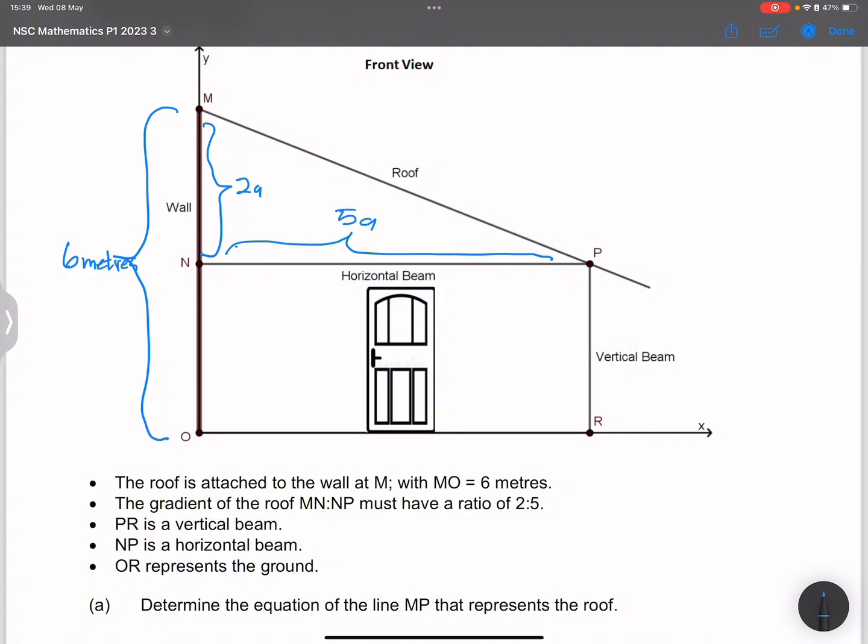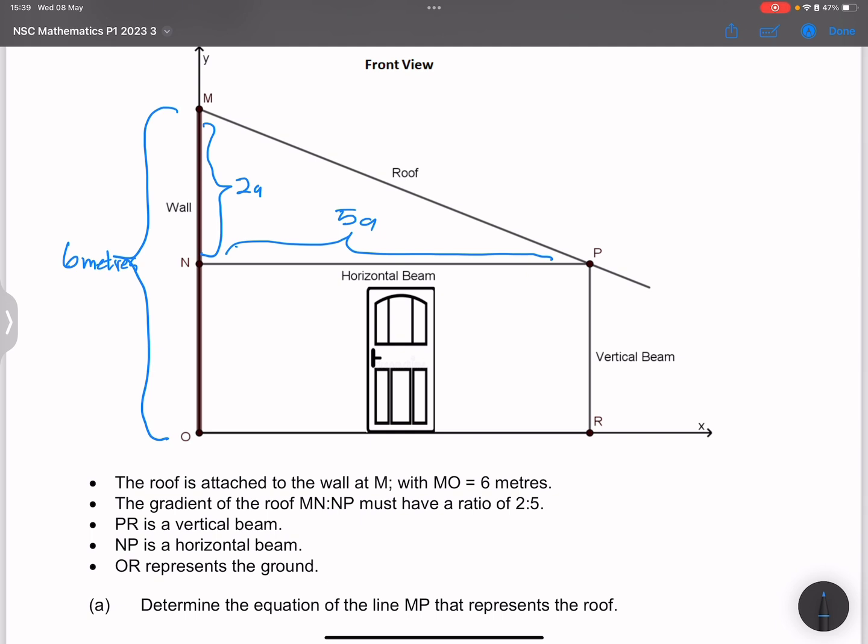And they say PR is a vertical beam, and NP is a horizontal beam, and OR represents the ground. Now they say to us, determine the equation of the line MP, that represents the roof.